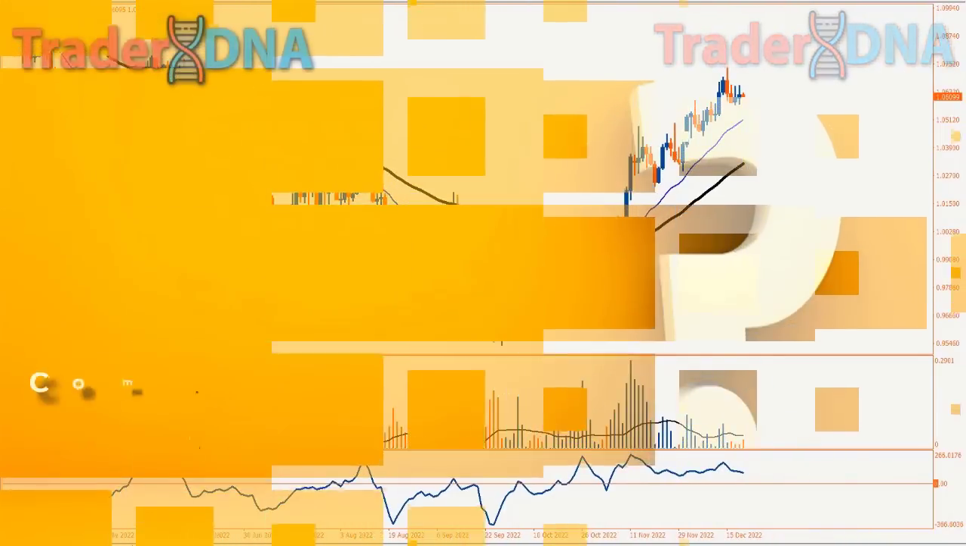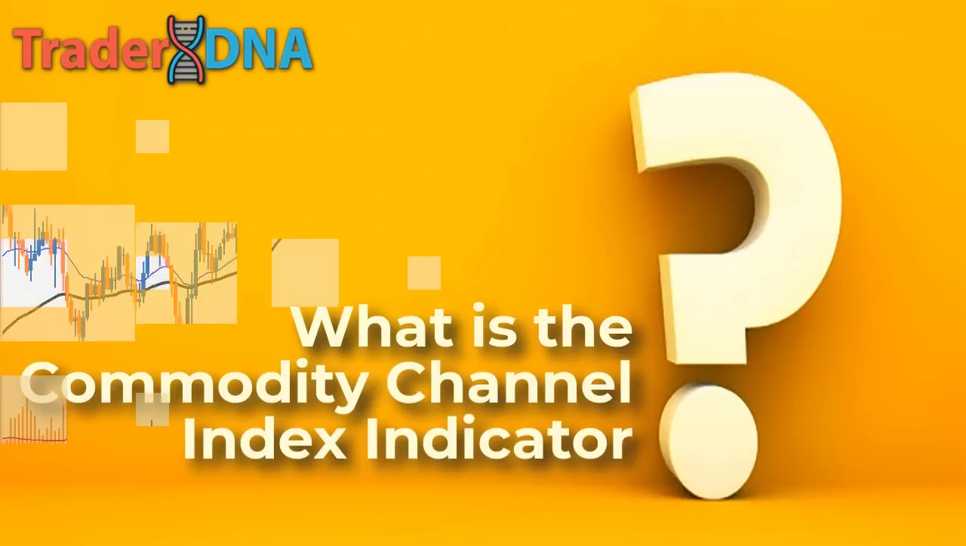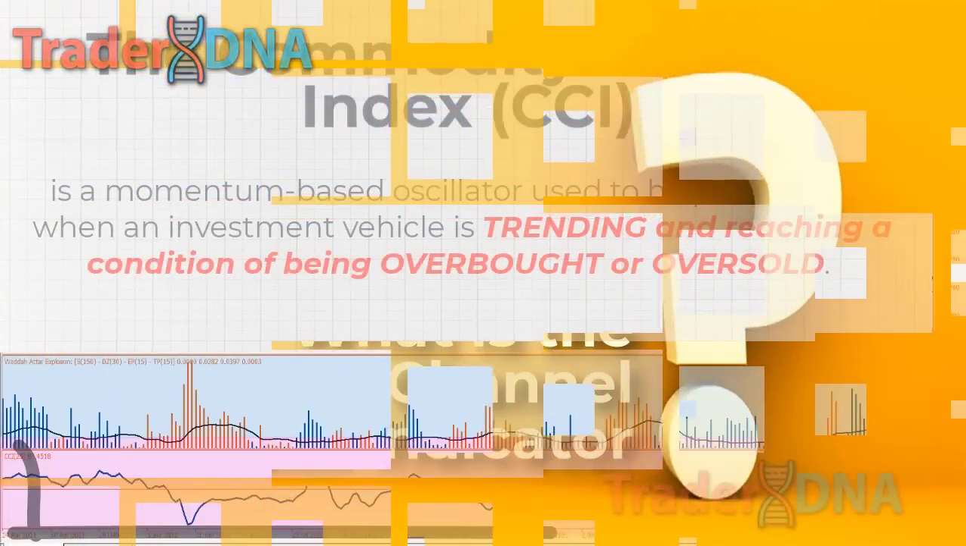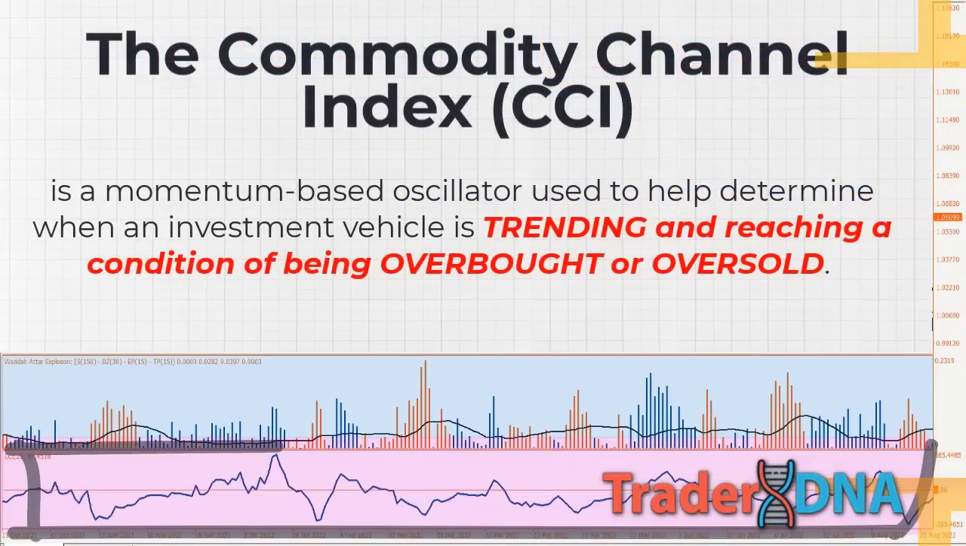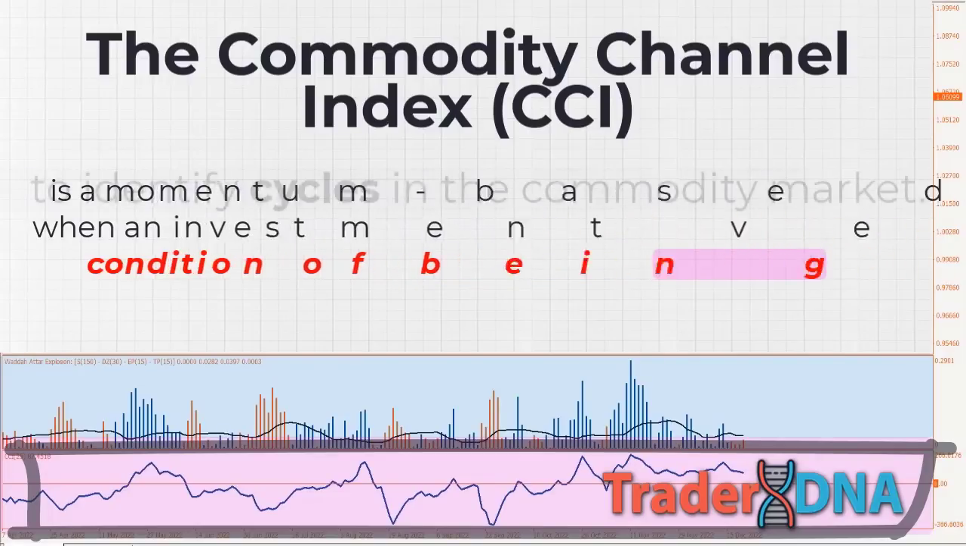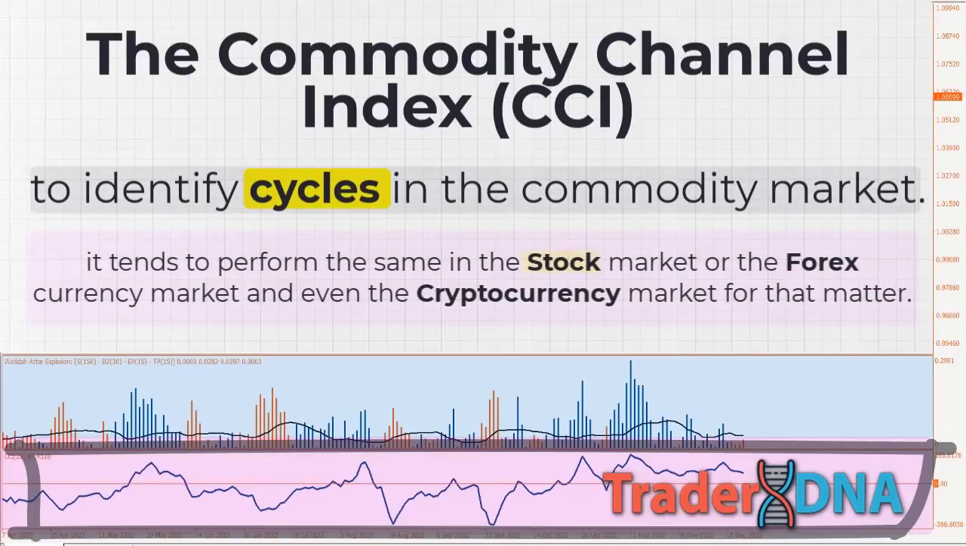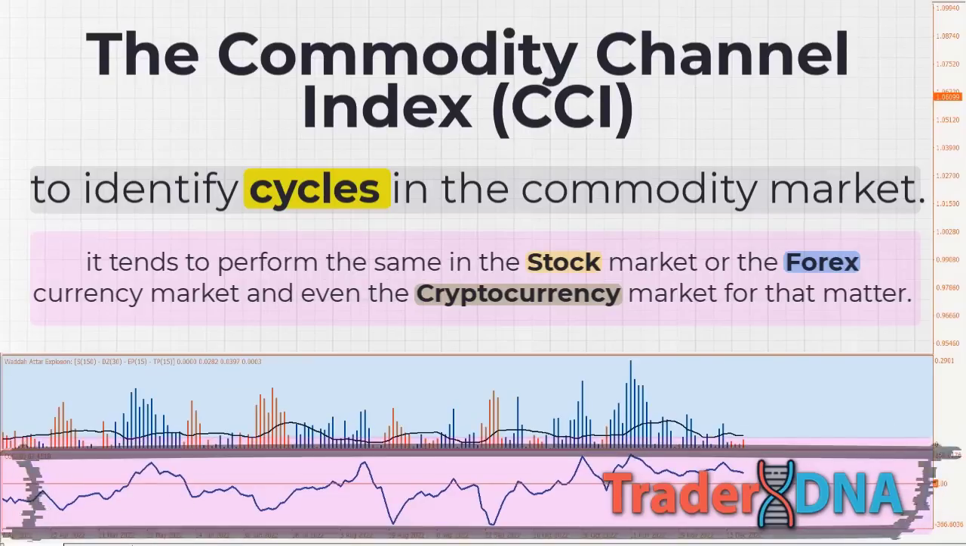And now, what is the Commodity Channel Index indicator, or CCI indicator? The Commodity Channel Index, or CCI, is a momentum-based oscillator used to help determine when an investment vehicle is trending and reaching a condition of being overbought or oversold. The CCI indicator was created by Donald Lambert and was initially used to identify cycles in the commodity market. However, it tends to perform the same in the stock market or the forex currency market, and even the cryptocurrency market for that matter. As you may guess by now, the only indicator you need to spot new market cycles is the CCI indicator.